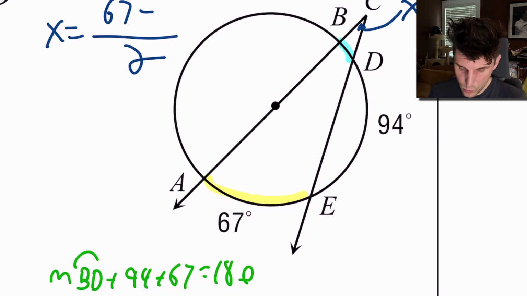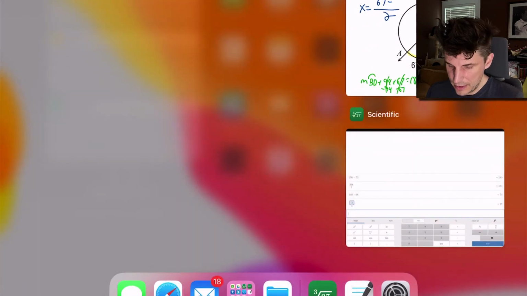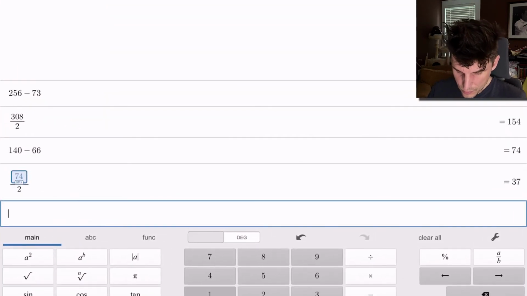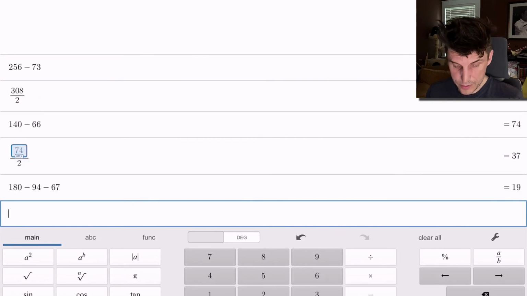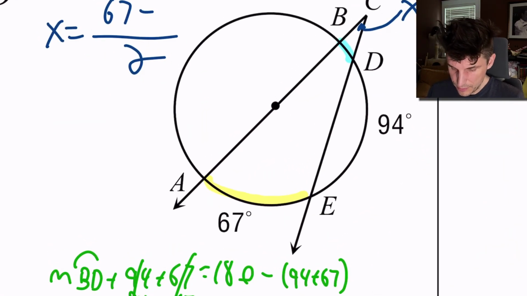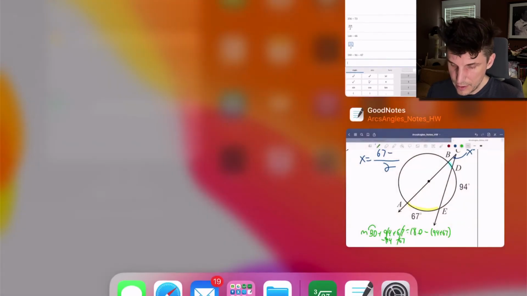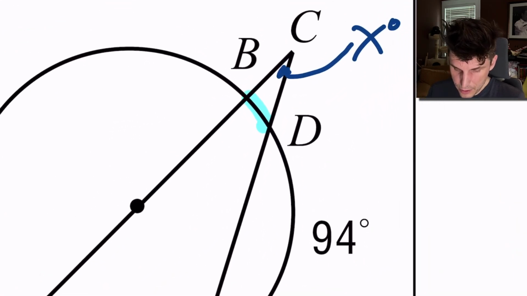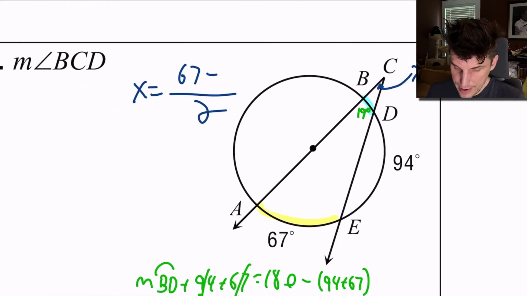So we could just do 180 minus the sum of 94 plus 67. Let's just isolate. So 180 minus 94 minus 67 equals 19, right? So that's going to be 19. All right, so cool. Now we can come in here, and in green, I'm just going to label that 19. Ooh, that's just hard to read. All right, 19 degrees. And now we can plug that in.